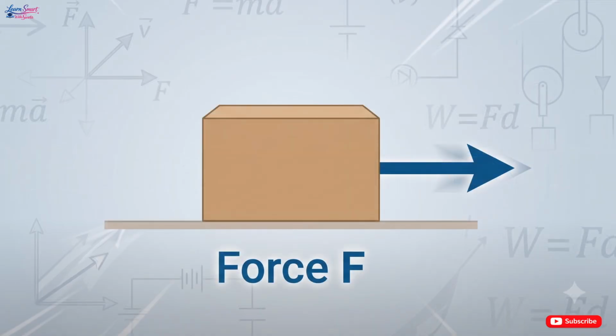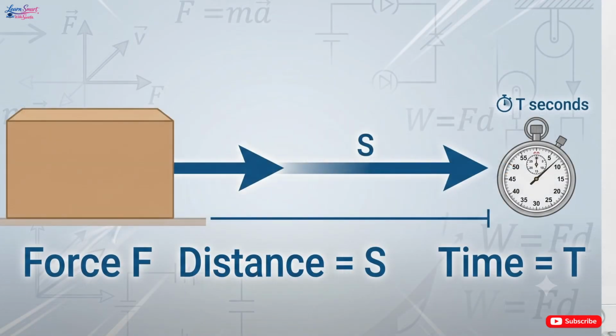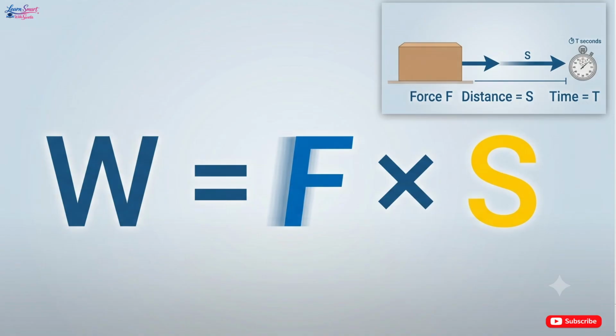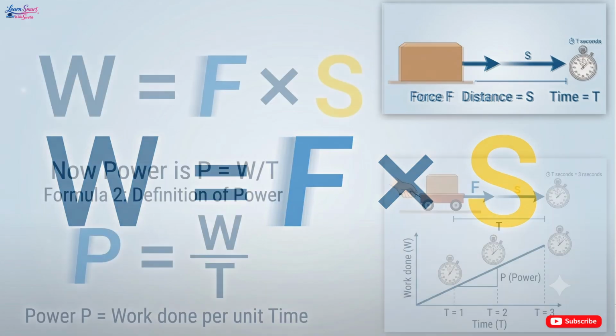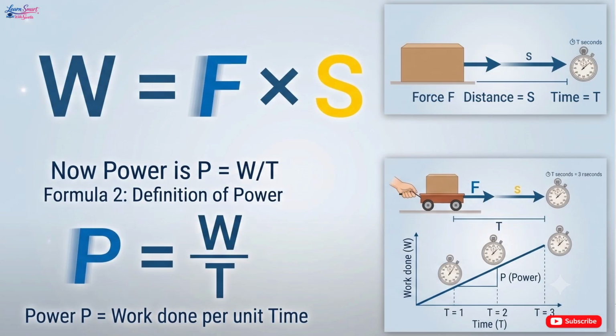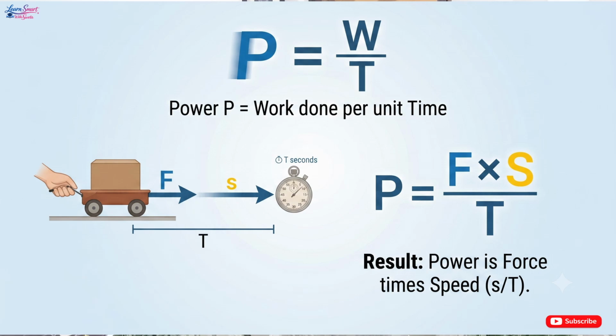Consider a body on which a constant force F acts. Suppose the force moves the body through a distance S in time t. We know that work done equals force into distance. That is, W is equal to F into S. Now power is W upon T. Substituting the value of work done, P is equal to F into S upon T.